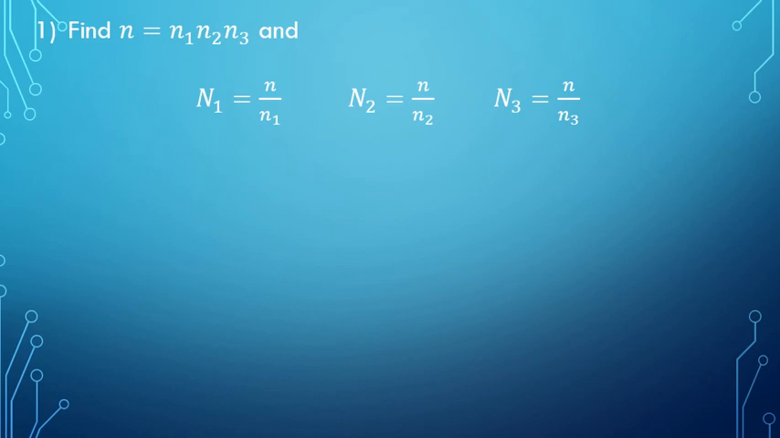Once you find little n, we are going to calculate some other n values. These are capital N's, and they're capital N1, capital N2, and capital N3. Capital N1 is little n divided by little n1. Capital N2 is little n divided by little n2. And capital N3 is little n divided by little n3. So we find little n, and then we divide little n by one of the three little n values, and we get a corresponding capital N. We're going to take these capital N's and we're going to use them in our next step.